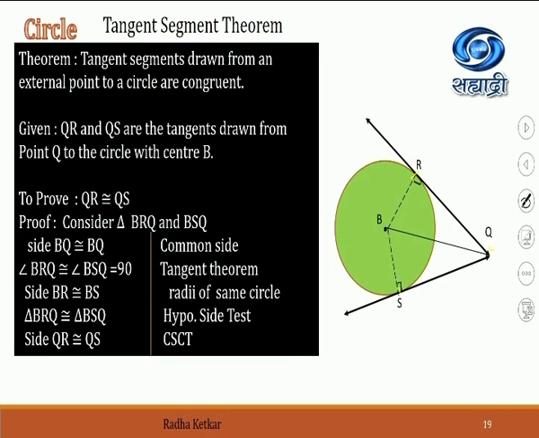That's why triangle BRQ and triangle BSQ are congruent to one another by the hypotenuse side test. What is the hypotenuse side test? You must have a right angle triangle. The hypotenuse of both triangles should be congruent and one side should be congruent to the corresponding side. So these conditions are fulfilled, and that's why these two triangles are congruent. And that's why we can say QR is congruent to QS, because they are the corresponding sides of congruent triangles. So QR is equal to QS.